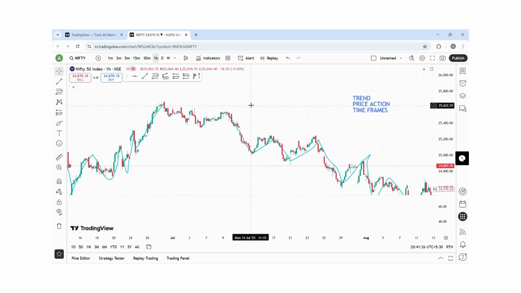So to trade effectively, combine all three things I said above. What are they? Trend direction, follow the flow. Price action, read the story of the market. Time frames, align your trades with the bigger picture. Mastering these will transform the way you trade, believe me.